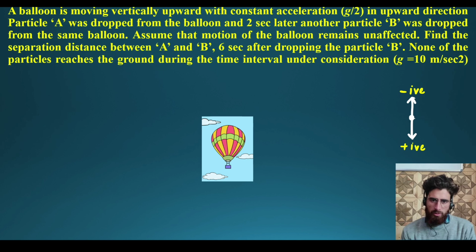Right. So in this question, the balloon is moving upward with the constant acceleration g upon 2. So if it's moving upward with the constant acceleration g upon 2, it means that it's going to maintain a constant increase in the velocity in the upward direction. Right? That's how the constant acceleration is going to be. So here we will take the upward direction as negative and the downward direction as positive as per our sign conventions. So now we will trace the motion of the particle A and particle B.